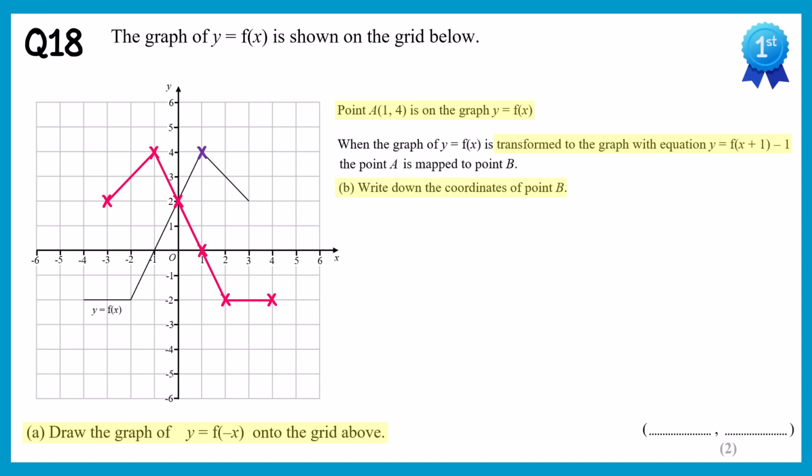So we need to understand what's meant by this transformation. Well, the plus 1 inside the bracket means the whole graph is going to move 1 to the left, and this negative 1 outside of the bracket means the graph is going to move 1 down. So all we need to do to find the coordinates of B is move the point A 1 to the left and 1 down. So let's go 1 left, and then 1 down, and we end up at (0, 3). So the answer is (0, 3).